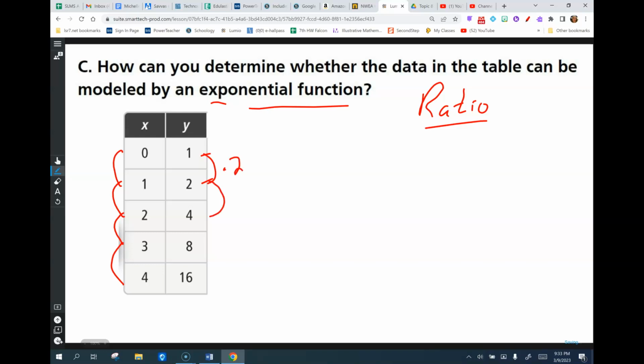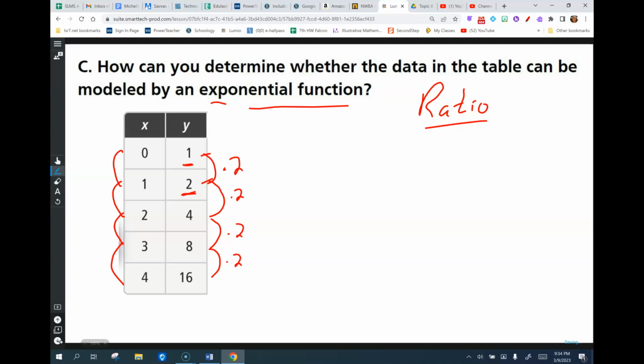Can I multiply by 2 here? Do I take 2 times 2? What if I take 4 times 2? Does that give me 8? And does this give me 6 multiplied by 2? So what we do is we actually take the second divided by the first. That should sound familiar. That's a geometric sequence, right?